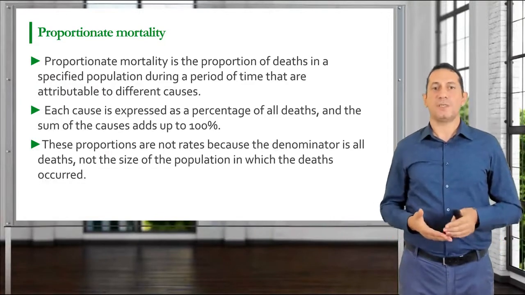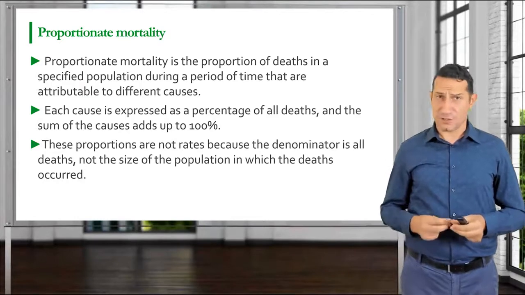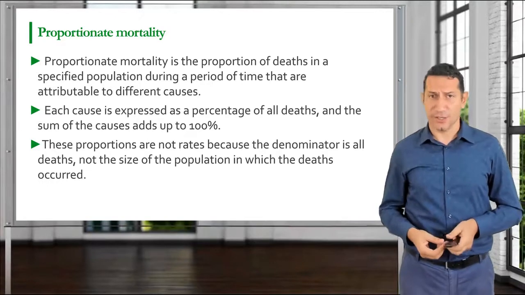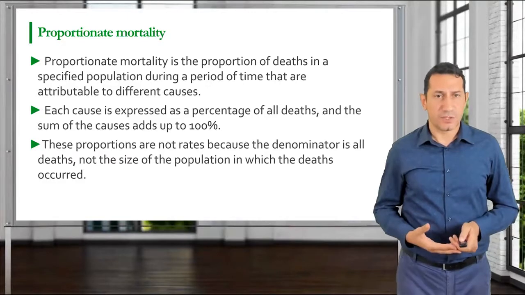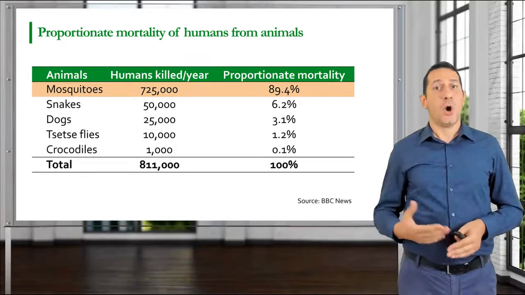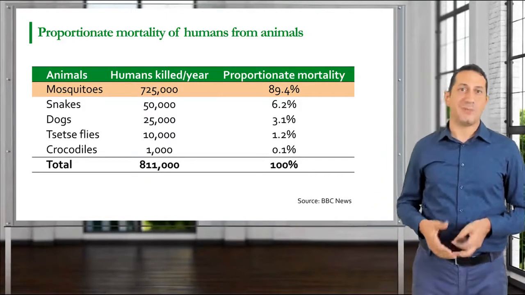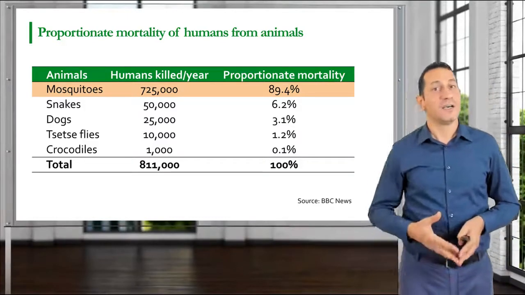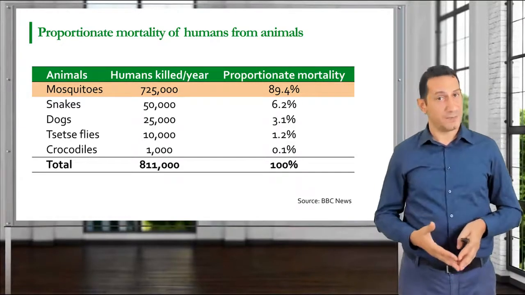These proportions are not rates because the denominator of all deaths is not the size of the population in which the disease did occur. So to make it more clear, we take an example which was hugely broadcasted about the mortality of humans by which type of animals, and we see that the mosquitoes are the most deadly one, accounting for almost 90% of deaths. So of proportionate mortality of humans, the top of the list is the mosquitoes.